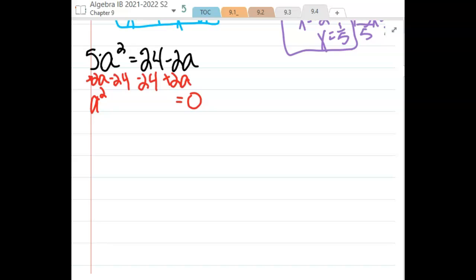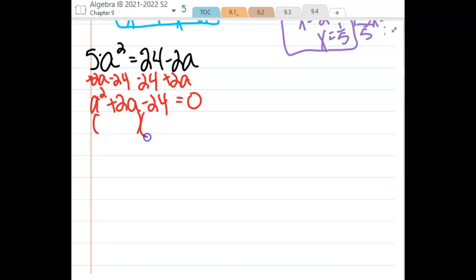You always put your squared term, then your regular term, and then your number. So it's going to be a squared plus 2a minus 24. So when you move them, the square term has to be positive, and your terms have to be in order. Now from here, it's the same as number 3 up there.